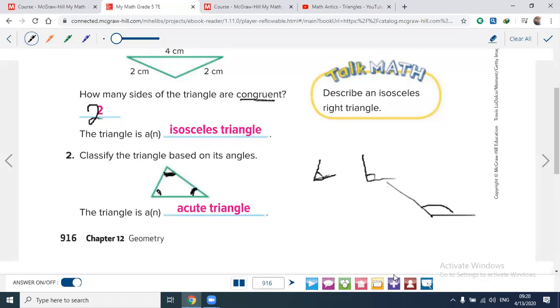How many sides of the triangle are congruent? Do we write the number, or do we write the 2 centimeters like 2? No, just how many are equal? How many congruent means how many sides are equal. How many sides do I have? 2 sides. Okay, yeah, 2 sides means isosceles triangle.